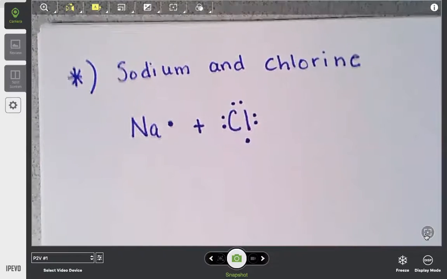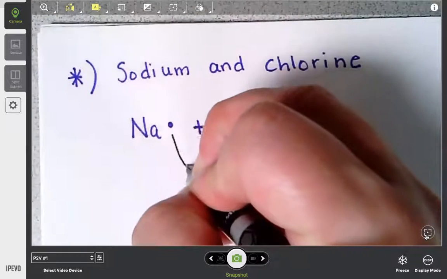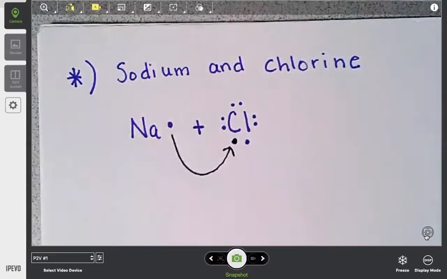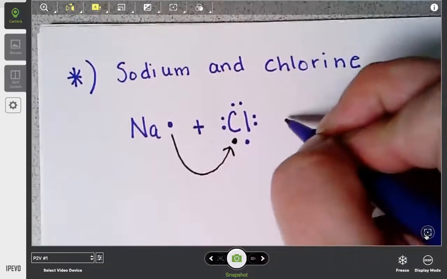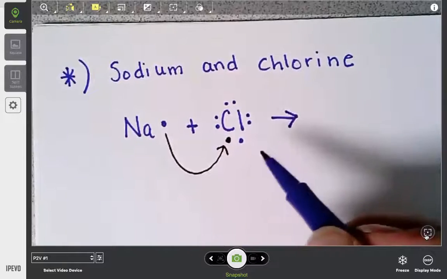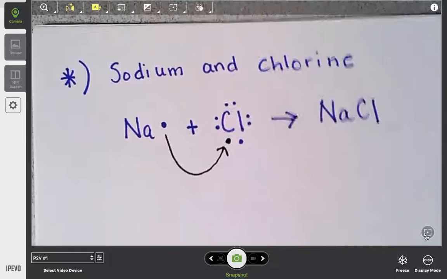All right, can you see how this is going to work? Really well. Sodium has 1, and what does it need to do with it? Get rid of it. Chlorine has 7, and it really needs 1. So we're going to use an arrow to demonstrate that sodium is transferring this electron from sodium to chlorine. When that happens, we have created a compound, and I have one sodium and one chlorine. That's it.